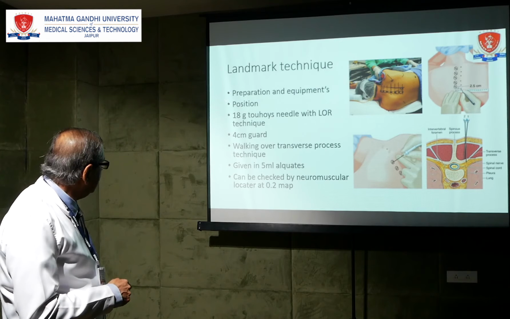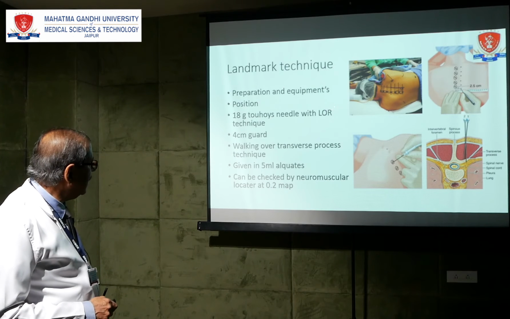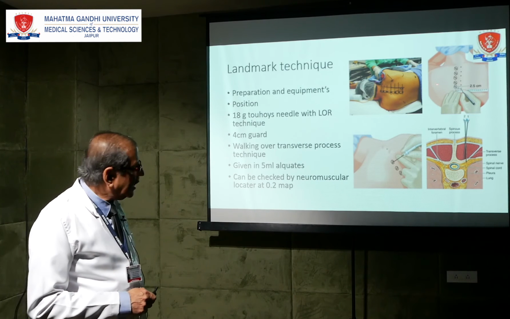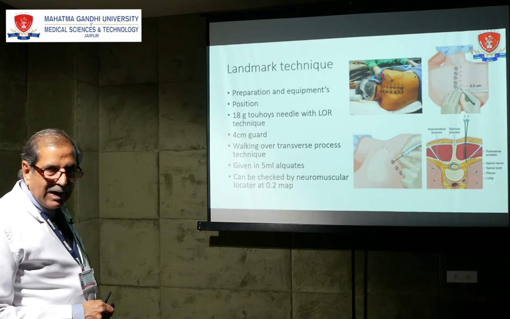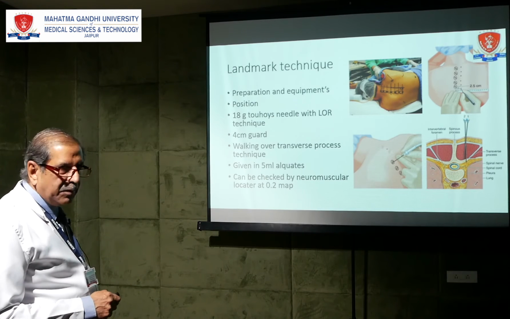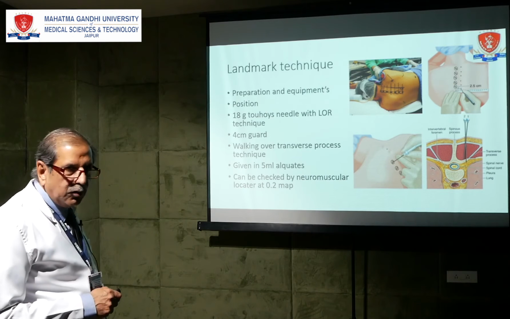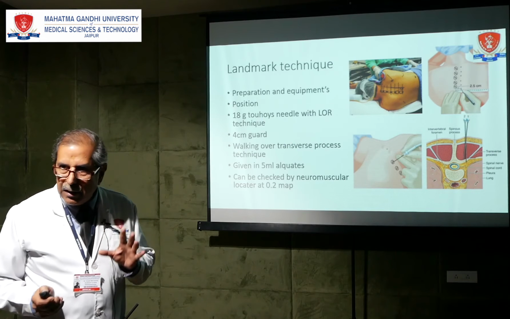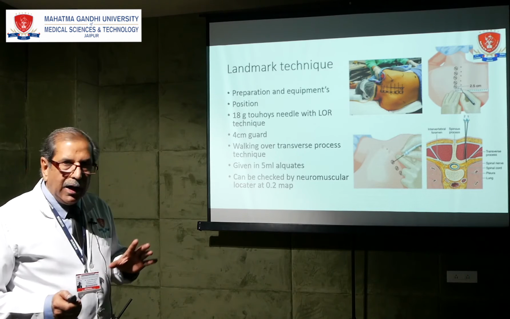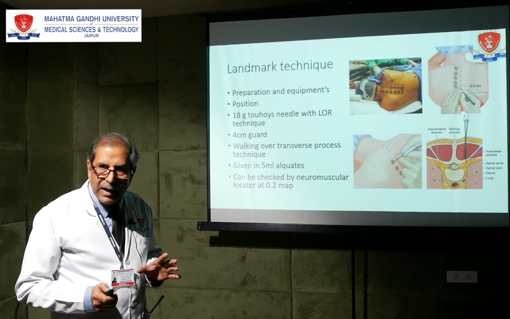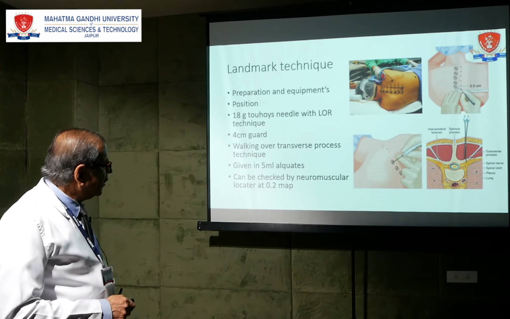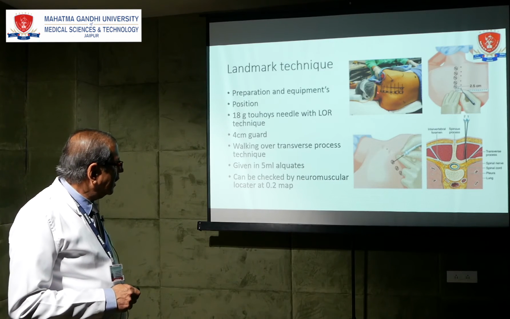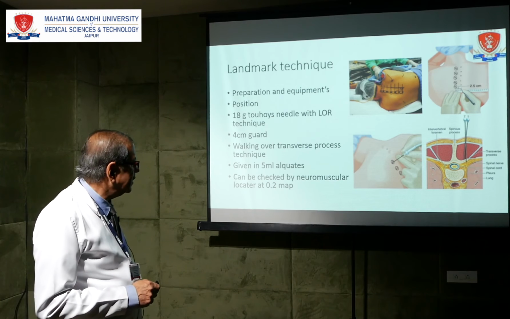So, for the landmark technique, you need to know certain landmarks. This is given adjacent to or parallel to the midline, and therefore, you call it paravertebral block. In order to give a block, you need to know what area you are blocking, what is the dermatomal supply of that area, and what is the corresponding spinal level. In order to know the spinal level, you have to feel and count the spines.